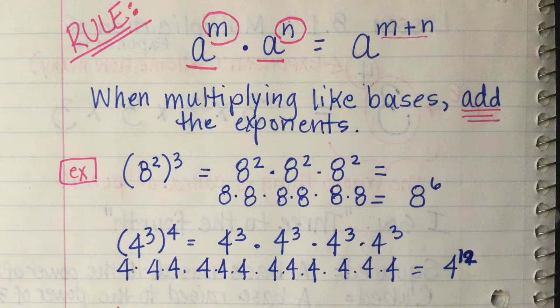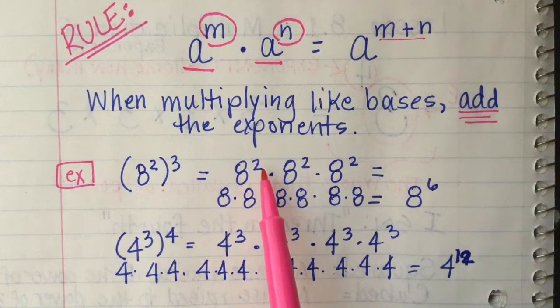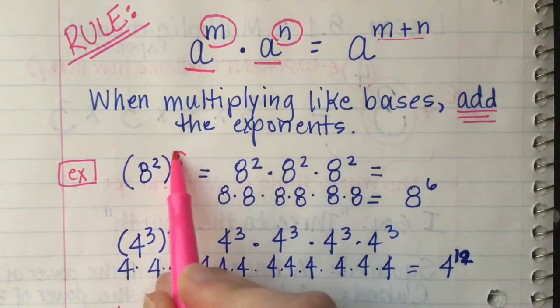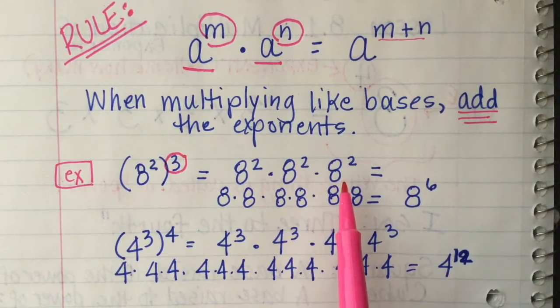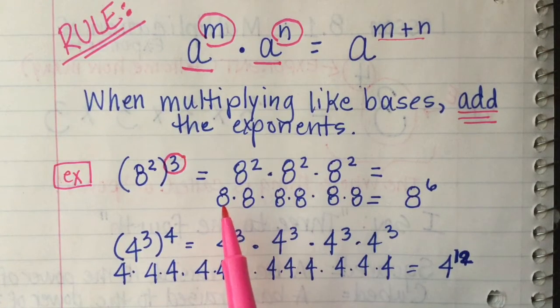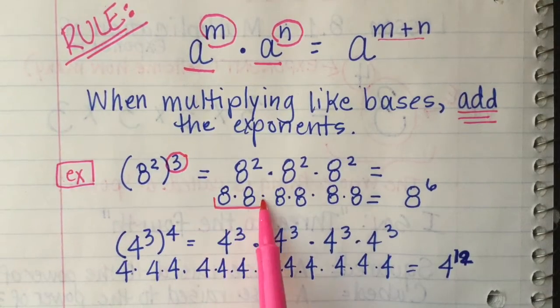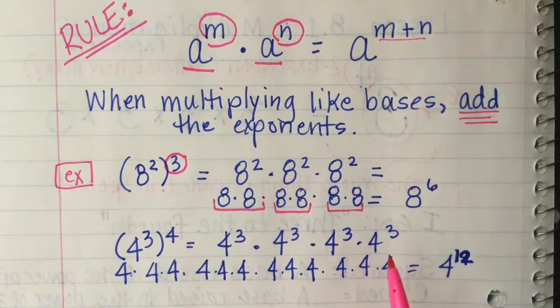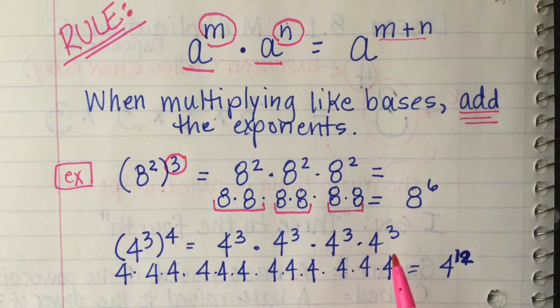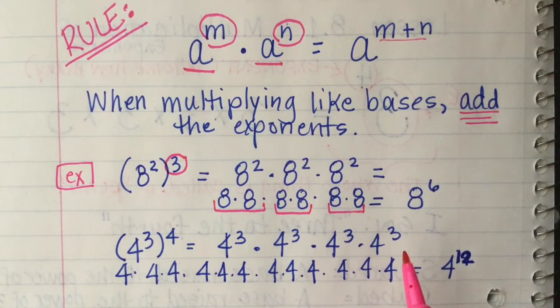And here's where that comes from. If I have 8 squared and I have that 3 times, I'm going to have 8 squared times 8 squared times 8 squared. So then expanded form tells me I have 2 of them, another 2 of them, another 2 of them. So I have 6 of them all together for 8 to the 6th power.